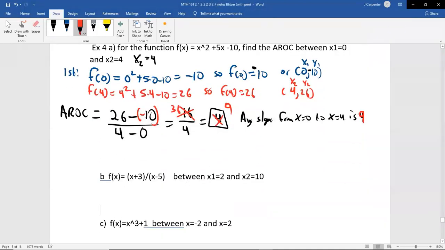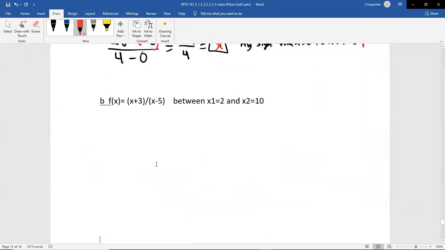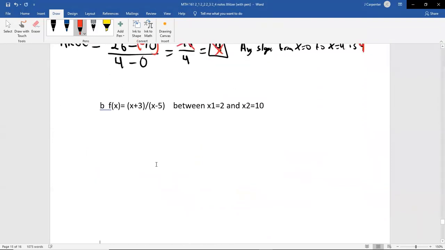Now, let's not make any more mistakes. I get 1 a day at most. B, f of x equals x plus 3 over x minus 5. Now, that slash with the parentheses might throw you off a little. This is what it should look like more traditionally, with them just on top of each other, but that is the same thing. And this says our x sub 1 is 2, and our x sub 2 is 10. So those are the x values that will determine the average slope.